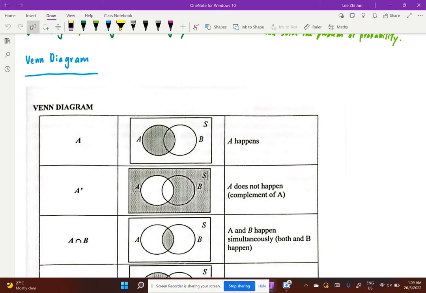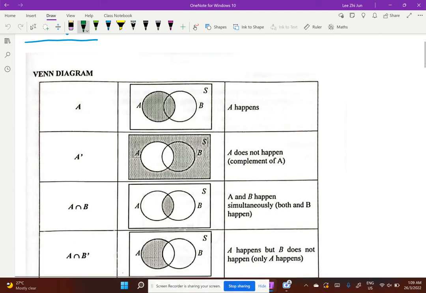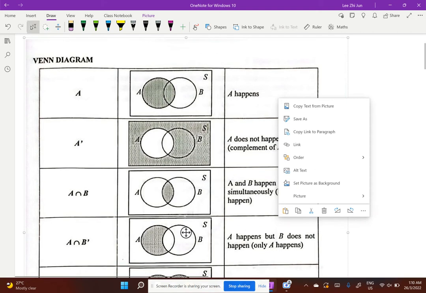If A happens, A will be shaded. A prime happens when everything except A happens, so A won't happen. This is the complement of A. A intersect B is A and B happening simultaneously, both happen. A intersect B prime means A happens but B does not happen, so you need to exclude all of B.